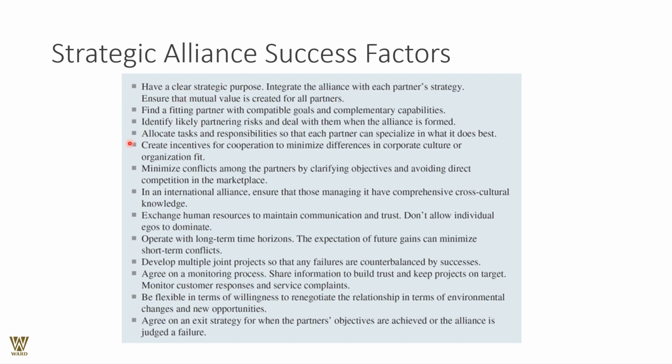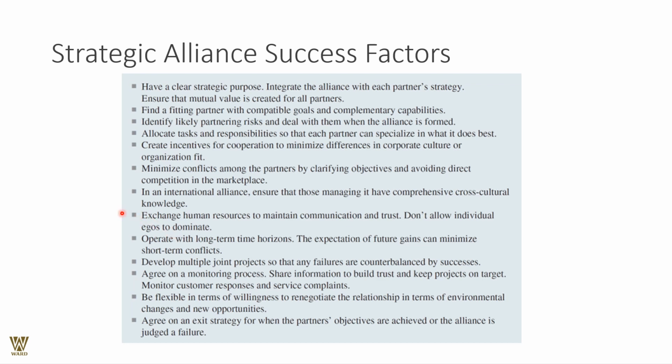Finding a fitting partner is very important. Identifying the risk is very important. Allocating the tasks and responsibilities so that each partner understands what they are good at and how they are exploiting it for mutual benefit. Minimizing conflict by clarifying objectives to the finest details and avoiding direct competition. They should not be cross-selling each other. The insurance company should not aspire to become a bank, nor should the bank aspire to become an insurance agent in the longer term.